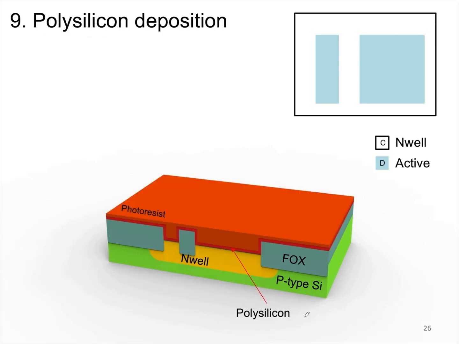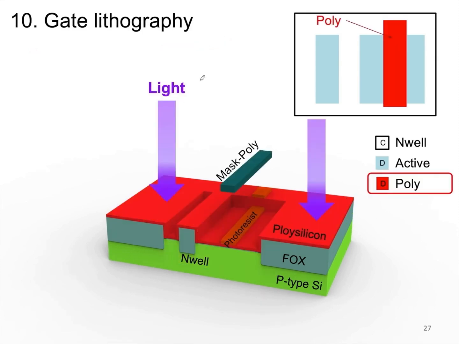Next, we need to form our gate, right? But before that, we definitely need to deposit polysilicon first, which is called polysilicon deposition. This step also doesn't require a photomask. It covers the entire area with polysilicon. After that, we need to remove the polysilicon outside of the gate to keep the gate structure intact, right?